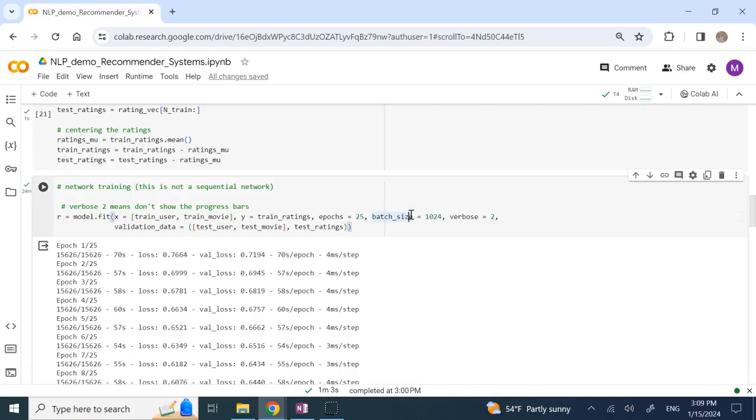You have 2 million data points. You don't want to do 2 million updates. You better use a batch size. And here we use 10,000. So we have about 1,000 batches.